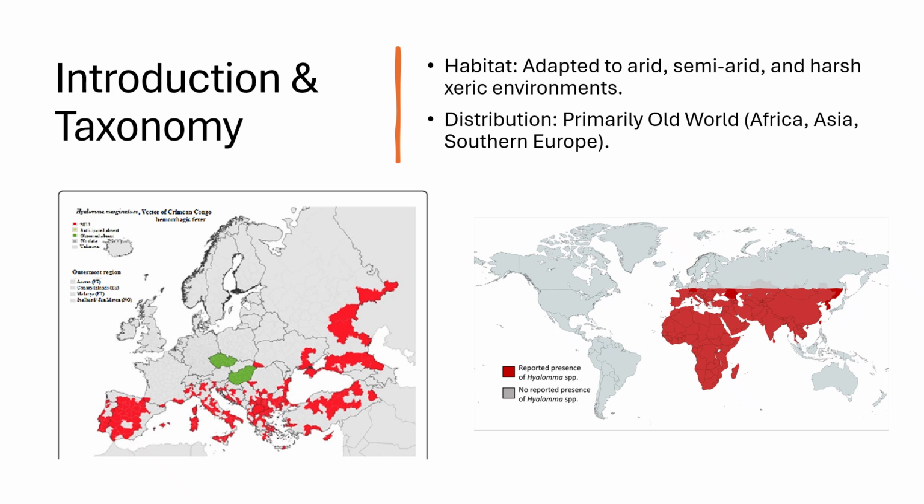So for their habitat, they are mainly adapted to arid, semi-arid, and harsh xeric environments. When we say arid environment, that is a region characterized by a severe scarcity of water. When we say xeric environment, that is a very dry habitat characterized by low moisture and low rainfall. For their distribution, they are primarily found in the Old World, particularly in Africa, Asia, and Southern Europe.